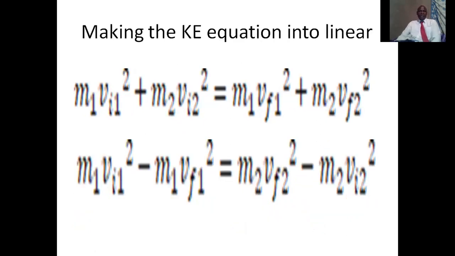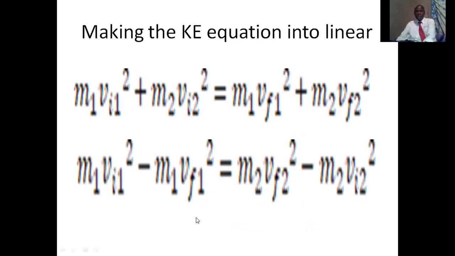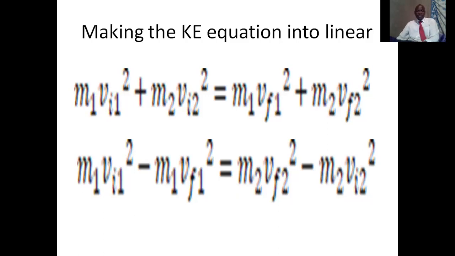However, at times, you can make the kinetic equation, where we're saying kinetic energy is conserved, into a linear equation. And I'm going to go through how we can make this kinetic equation into a linear equation. Instead of using the quadratic equation, we can have two linear equations. Equation number one, where momentum is conserved, and the other one you are going to come up with. It's a very simple step actually.